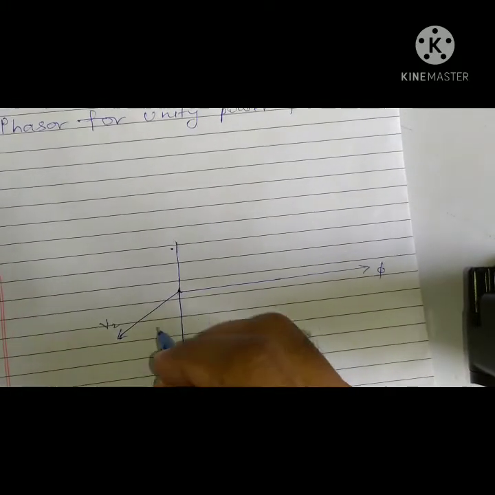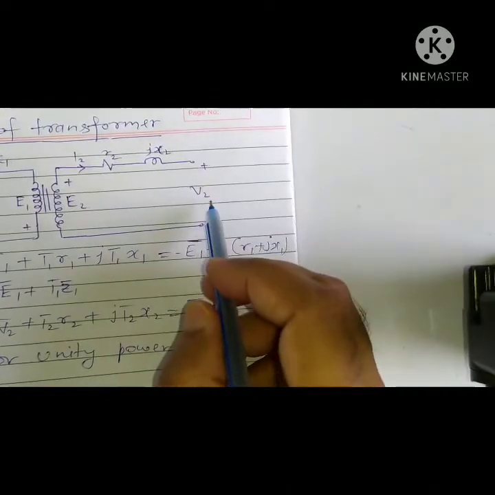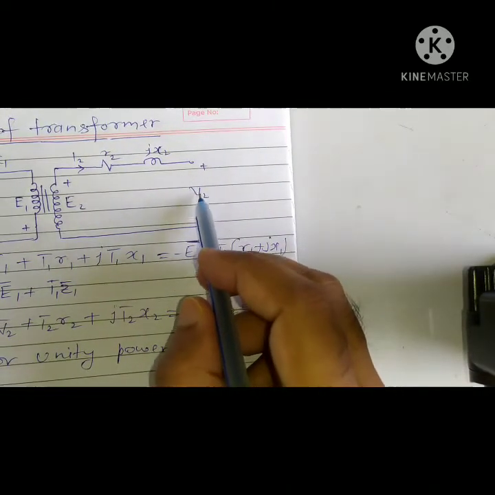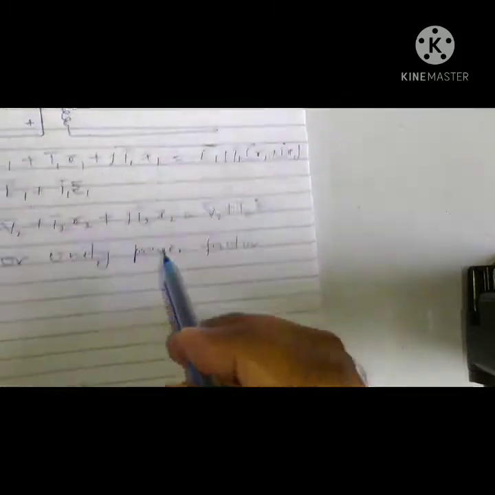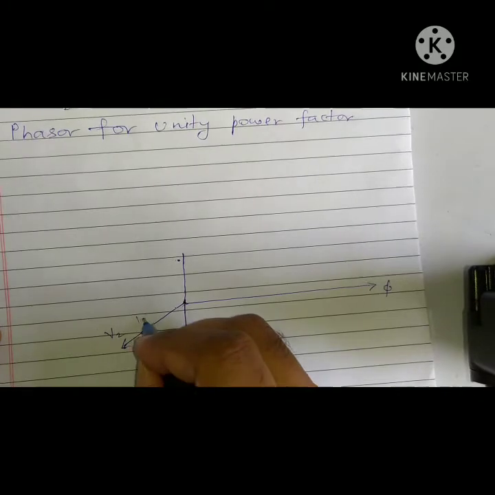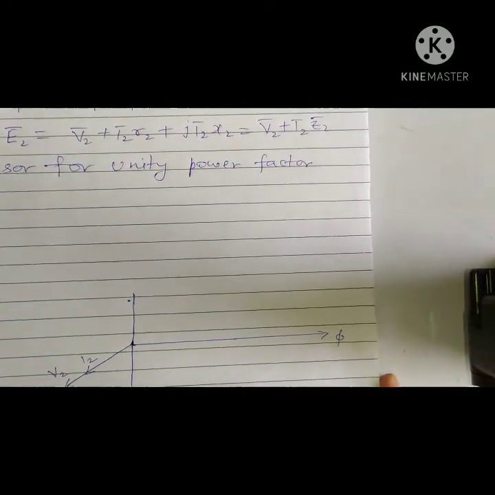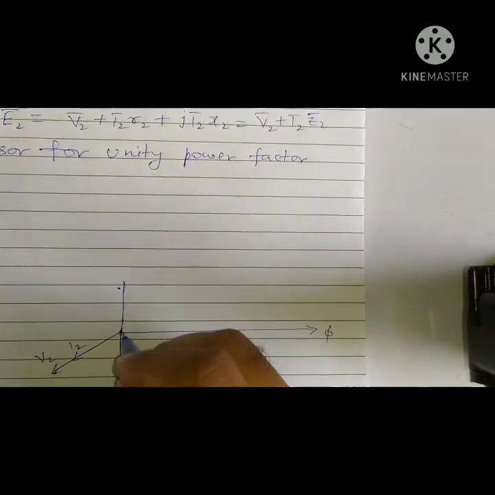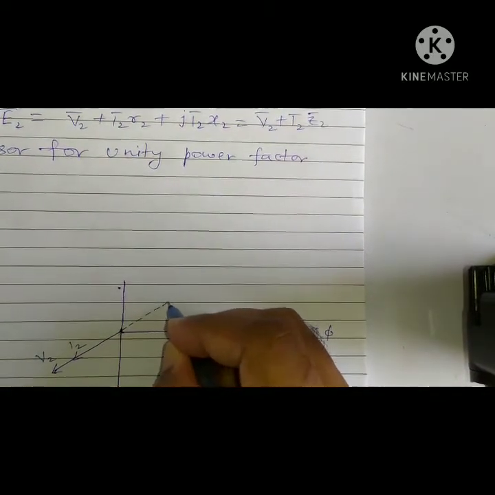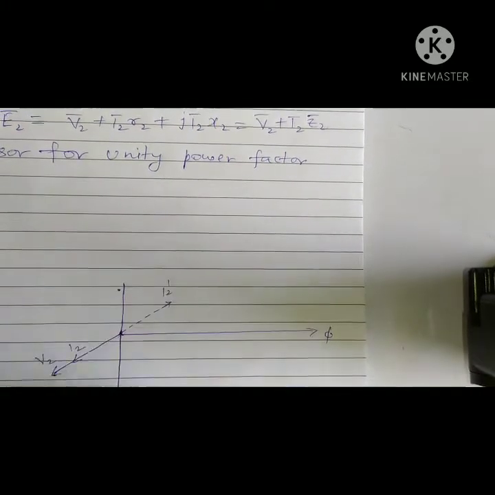And for unity power factor, if the load here is unity power factor, the current I2 and V2 will be in phase. Therefore I2 I am showing in phase here, and I2 dash will be anti-phase of I2, and that will be shown here as anti-phase. So this is I2 dash.